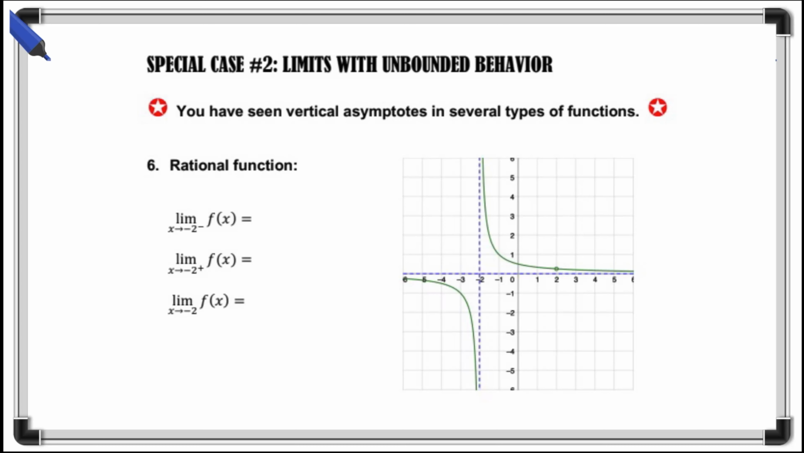The limit as x approaches negative 2 from the left, right? So x approaches negative 2 from the left. What is the value that we are approaching? That is negative infinity. The limit as x approaches negative 2 from the right, I'm going up, pointing towards positive infinity. So again, left has to equal the right. It does not, so the limit does not exist.